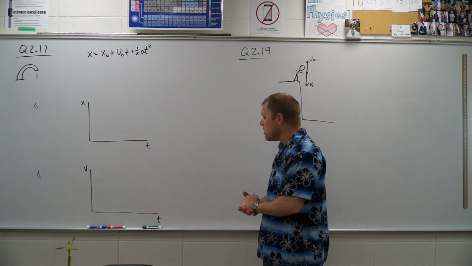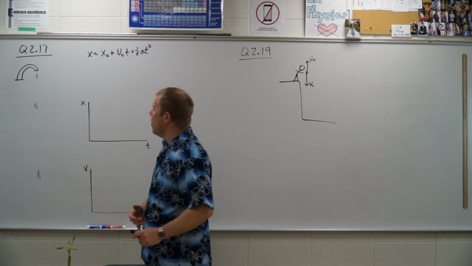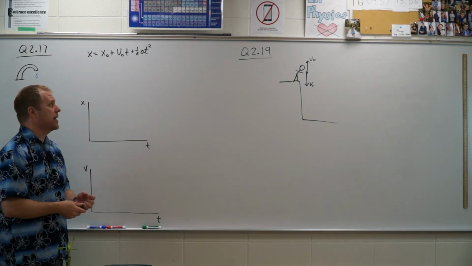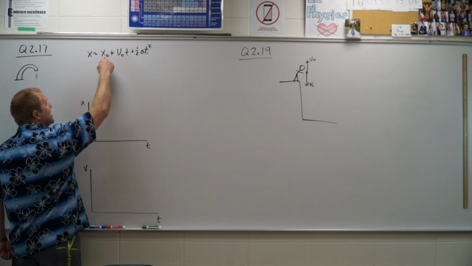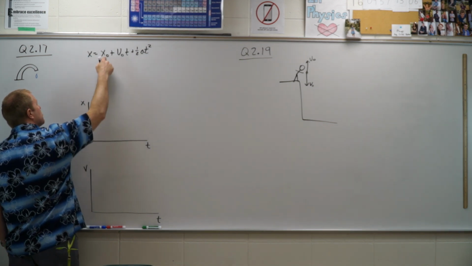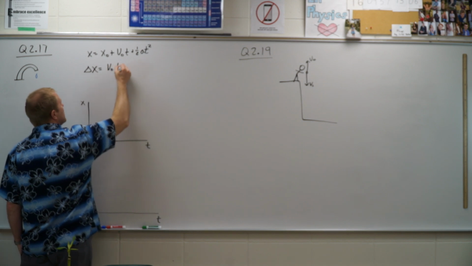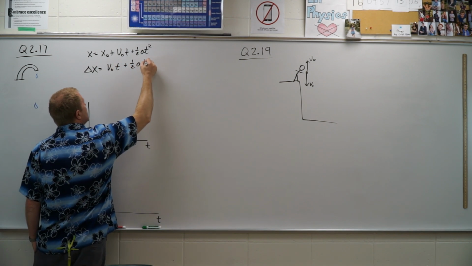Okay. So in order to prove my answer, I want to know how far does a water droplet fall in any given 1 second increment. So I want to know what is the displacement. So I want to subtract this x naught over here. So I get a delta x is equal to v naught t plus 1/2 at squared.